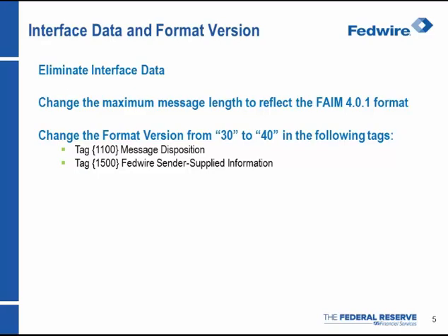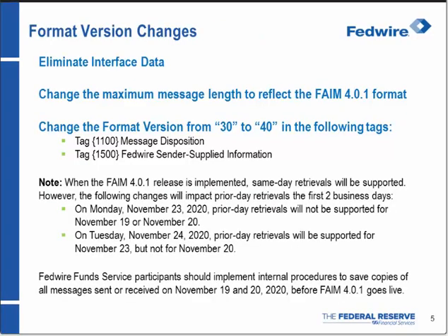On this first slide, in terms of changes related to the format version, we're going to be eliminating something called interface data, a piece of information at the very beginning of the message. We're going to be changing the maximum message length to reflect what the maximum will be now that we're moving to FAIM 4.0.1. It changes slightly. We're also changing the format version that you include in the message. Instead of 3.0, which is the current version, it'll go to 4.0. That format version appears in tags 1100 and 1500, so you'll see that change there.